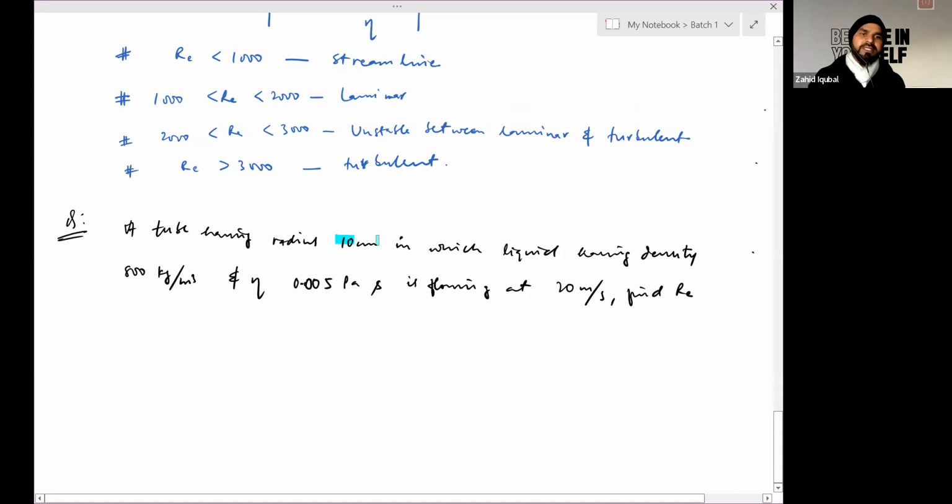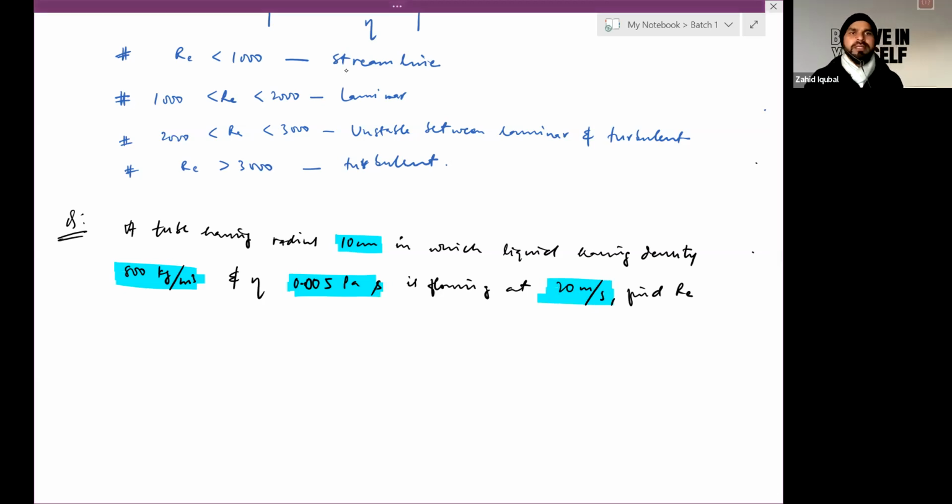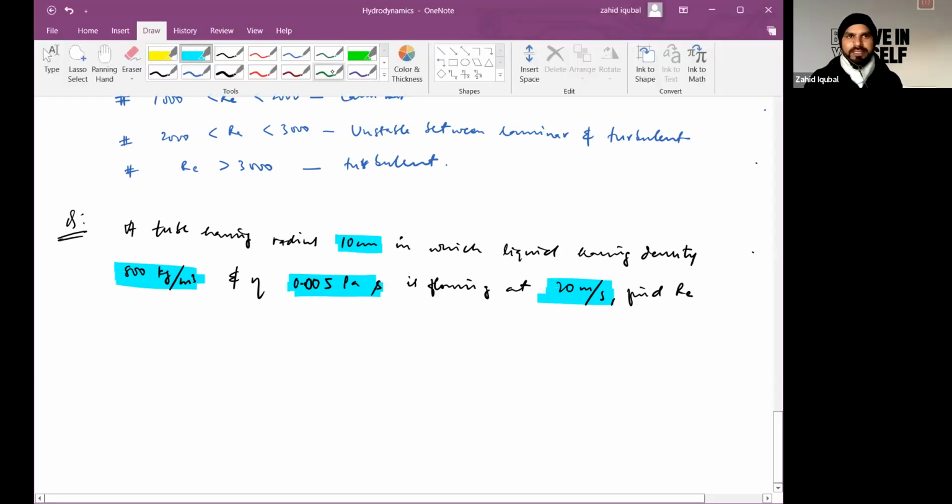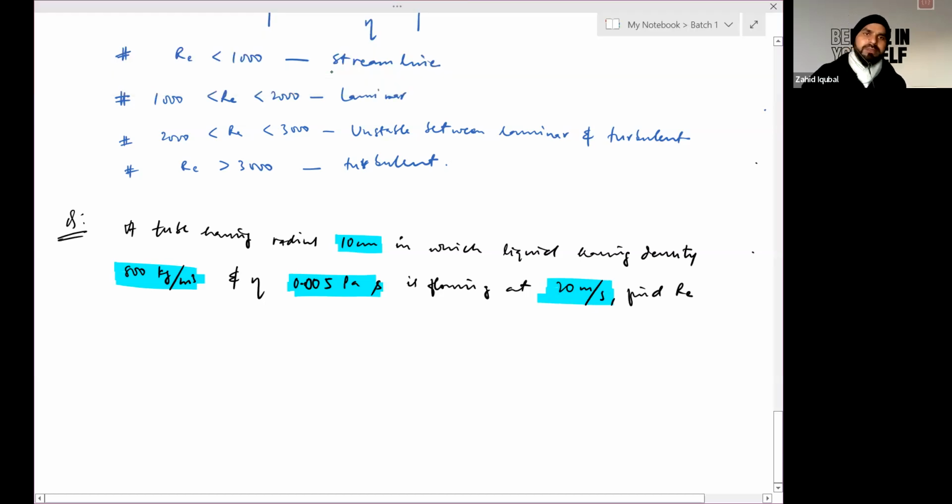You have radius, density, coefficient of viscosity, and speed. Put in the above formula, try to find the Reynolds number, and on the basis of that we may define its type of flow: streamlined, laminar, turbulent.